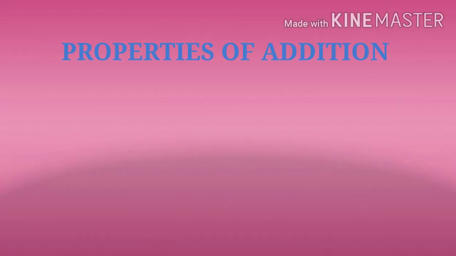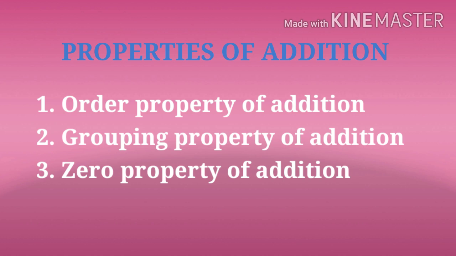See, today let's learn the properties of addition. You already studied these properties in your second standard. Do you remember it? Okay, let's learn once again the properties of addition. Mainly three types of properties. What are they? Yes, order property, grouping property and zero property. Properties of addition. Mainly three properties. Order property of addition, grouping property of addition and zero property of addition.